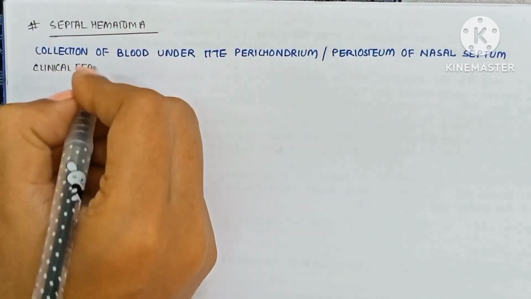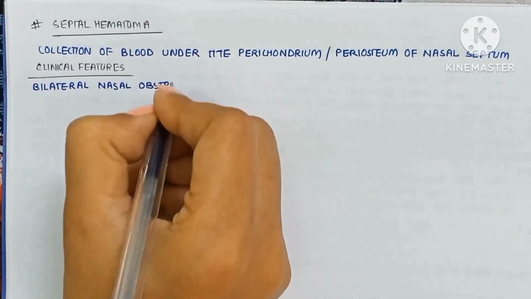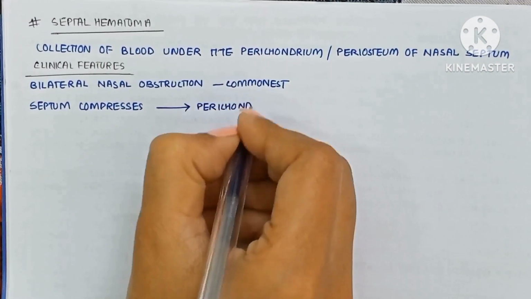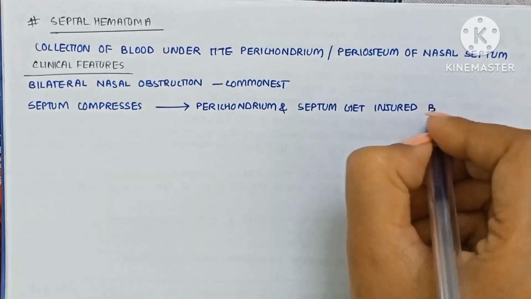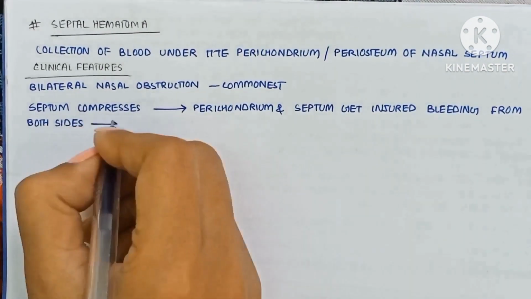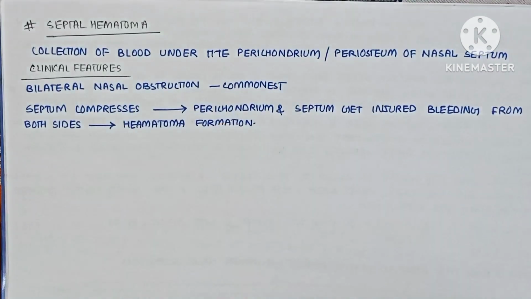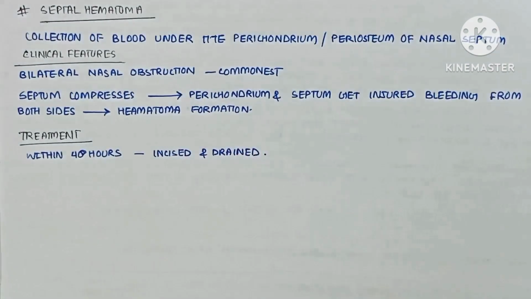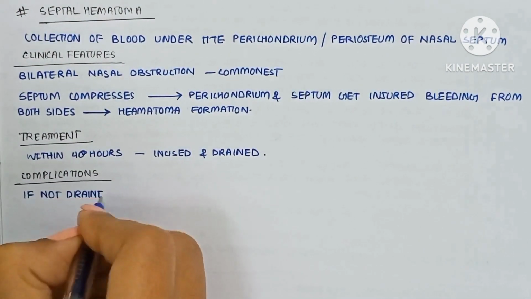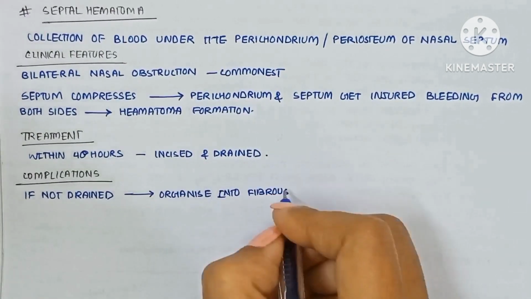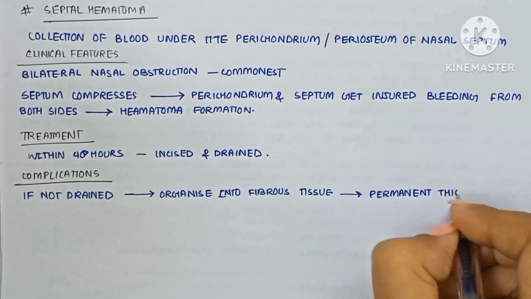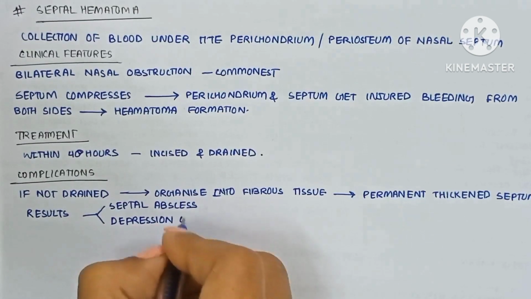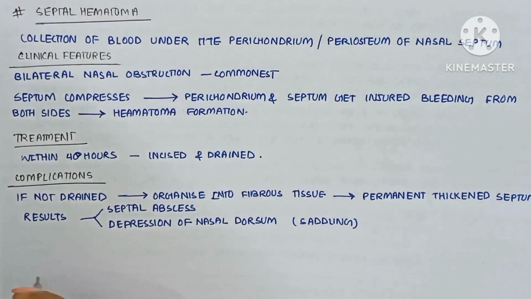The clinical features include bilateral nasal obstruction, which is commonest. The septum compresses, the perichondrium and the septum get injured, causing bleeding from both sides, which results in hematoma formation. Now the treatment has to be done within 48 hours: incised and drained. Complications: if not drained, it organizes into fibrous tissue and causes a permanent thickened septum, which results in septal abscess or depression of the nasal dorsum, which is saddling.